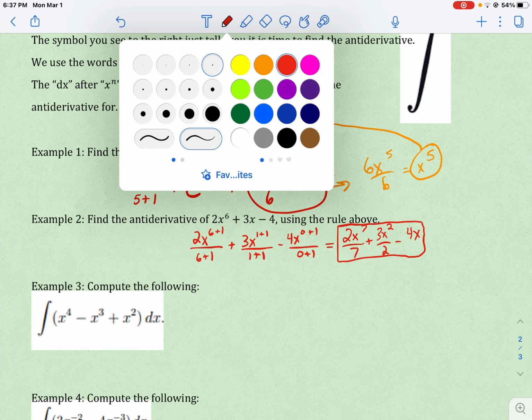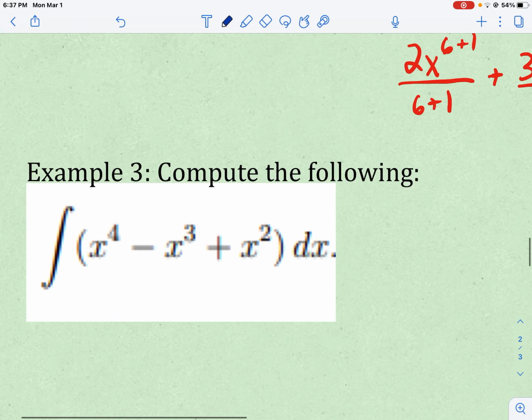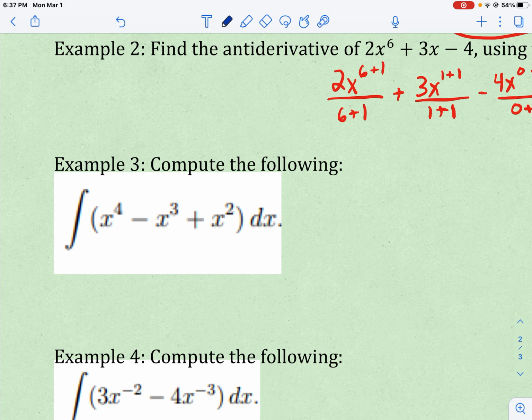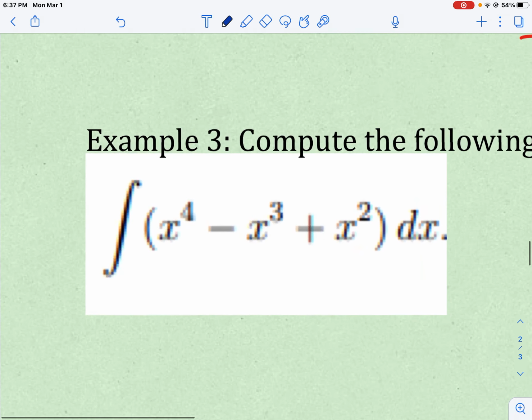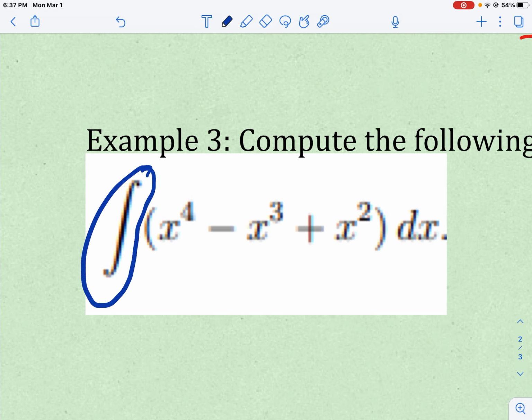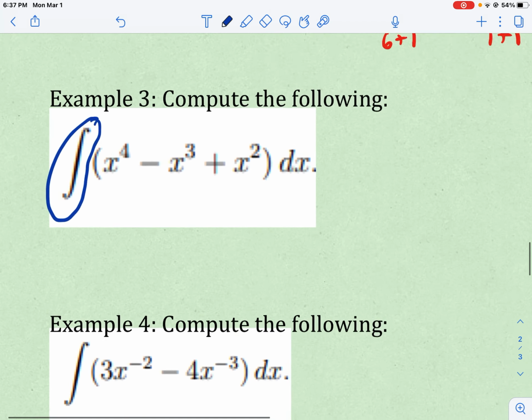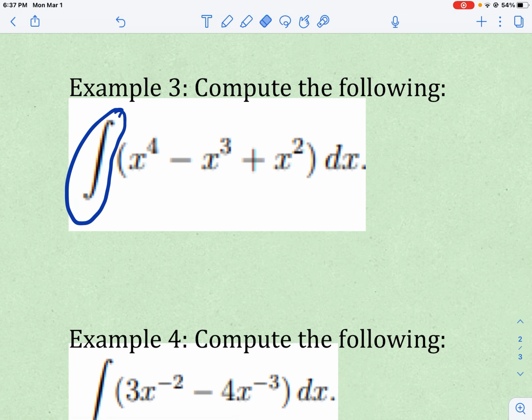Okay, let's have another one. Now again, I didn't really stress this too much, I don't think. This symbol means take the antiderivative. Find the antiderivative, find the integral. All right, so we're going to find the antiderivative, find the integral of x to the 4th minus x cubed plus x squared dx. So again, the dx just means we're taking the derivative with respect to x.